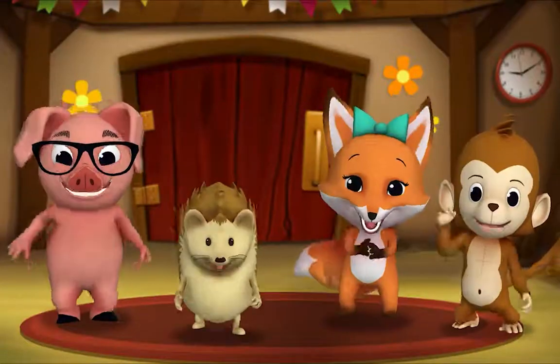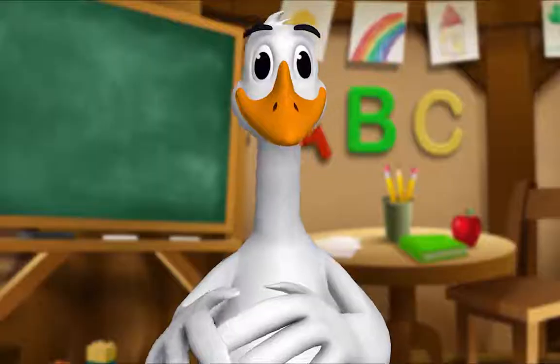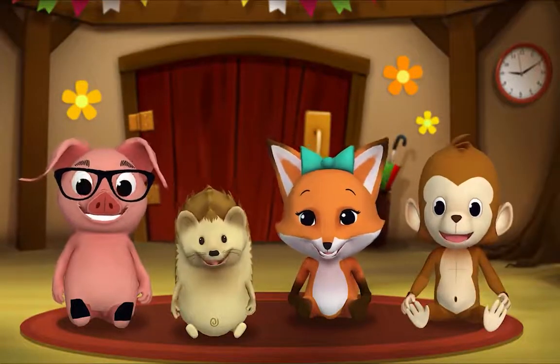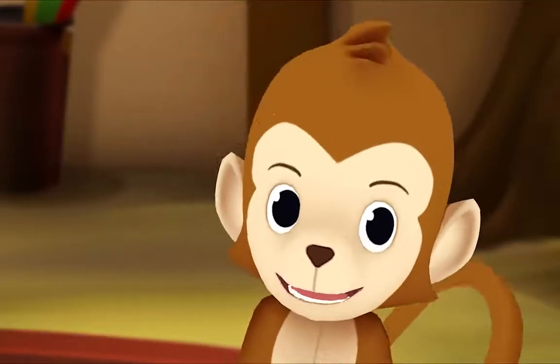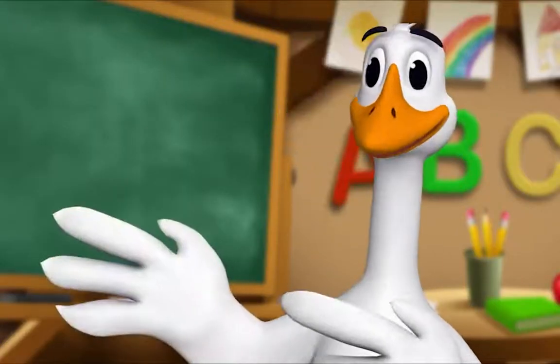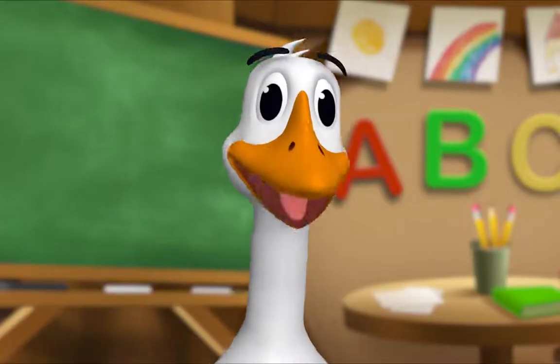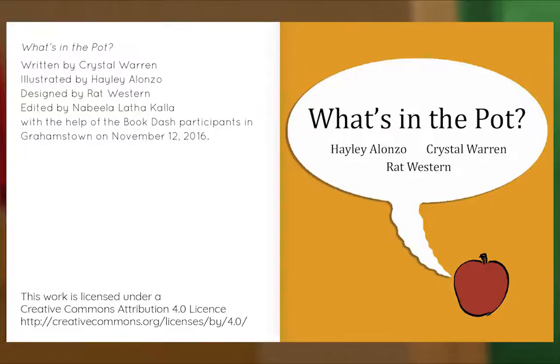It's story time! Yay! Gather round, everyone! What book are we reading? We're reading this one. It's called What's in the Pot? In this story, Sam wants to know what's for dinner. Let's see if we can guess. Let's begin. What's in the Pot? Written by Crystal Warren. Illustrated by Haley Alonzo. Designed by Rot Western.